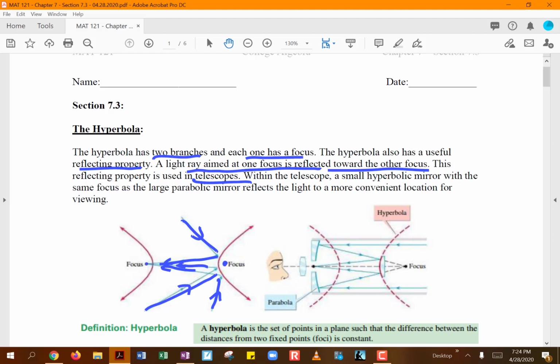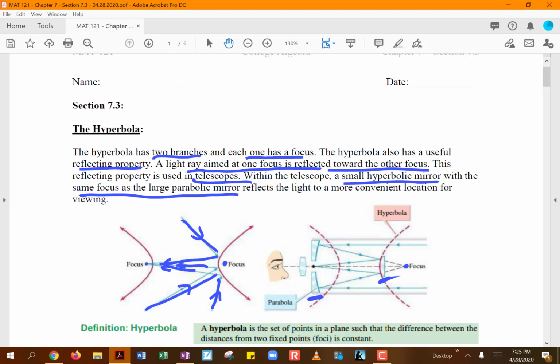Within the telescope you will have a small hyperbolic mirror, this mirror right over here on the right hand side, and it's going to have the same focus as the large parabolic mirror. You will see this one here is our large parabolic mirror. For this parabolic mirror, this focus on the right is also going to be the same focus for this hyperbolic mirror over here. That's how the parabola and the hyperbola are placed, by using that same focus.